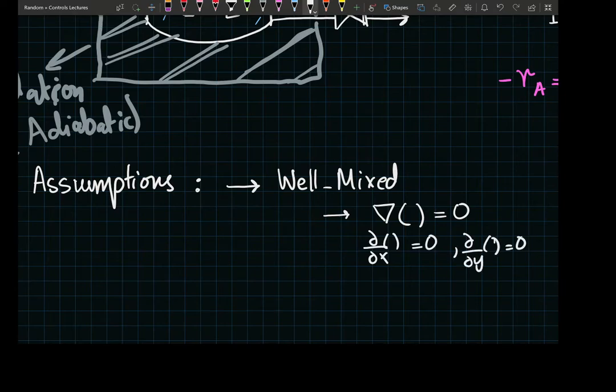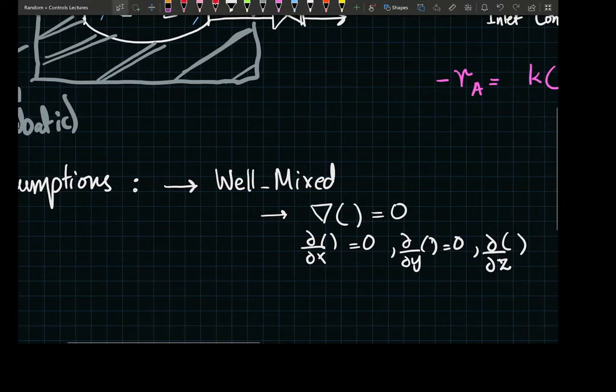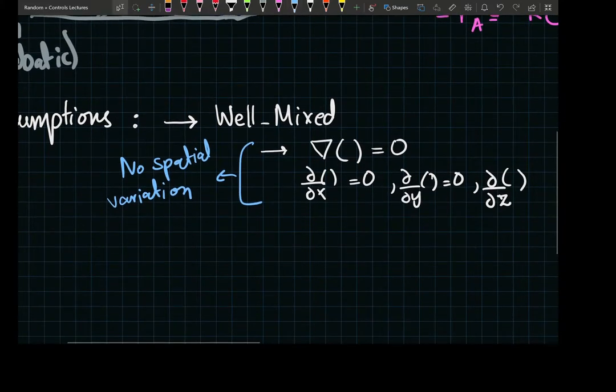Some of you might already know this. Some of you are like, oh my god, where is this del operator? What are these calc 3 terms? It just means there are no spatial variations. Again, some of you might already know this. For some of you, this is going to be a good revision. No spatial variation. I have explained it both in English and mathematics, at least I've tried to explain it in English.